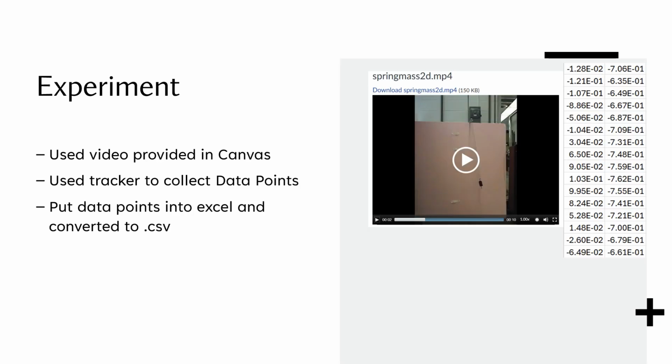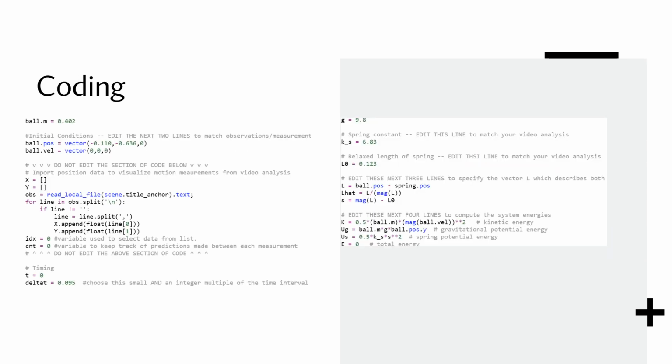For this procedure, we used the video that was provided for us in Canvas. I used Tracker to collect the data points. Some of the data points, not all, are displayed on the right side as an example. These data points were then transferred to Excel sheets and converted to .csv to be used in the code later.